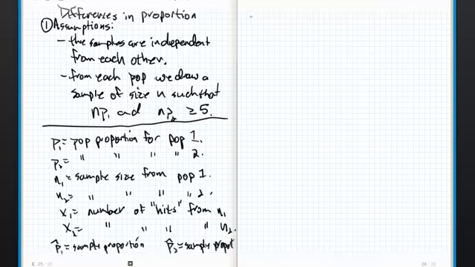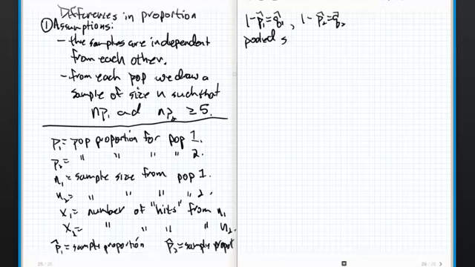Nothing to it. I also know that, well, might as well be exhaustive here. I know that 1 minus P1 hat is equal to Q1 hat, and 1 minus P2 hat equals Q2 hat, etc. Now, there's something in here called a pool. We're going to need this. This is called a pooled sample.